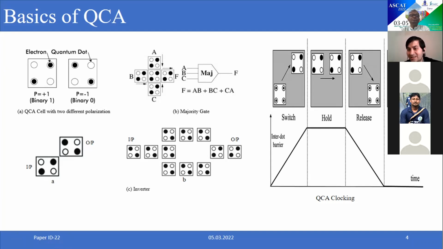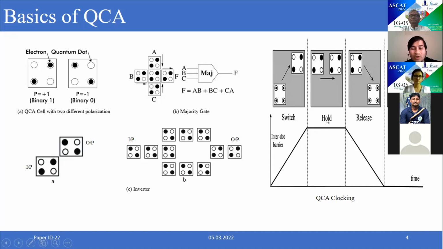Next is QCA clocking, in the right part of the slide. QCA clocking is used to synchronize the information flow in QCA. In QCA clocking, mainly four phases are there: switch, hold, release, and relax. At the beginning of the switch phase, the inter-dot barrier is low and the QCA cell is unpolarized. At the end of the switch phase, the inter-dot barrier is very high and the QCA cell is polarized.